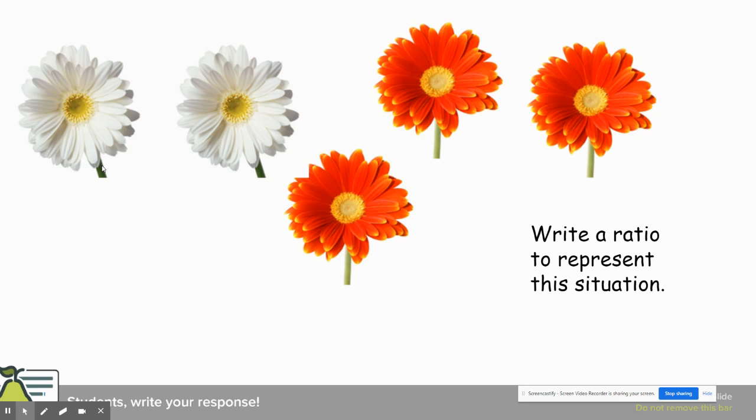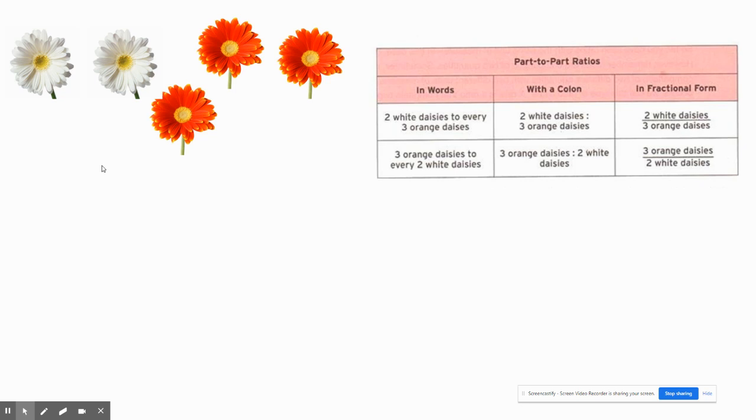And this situation can be shown as part to part. We have 2 white daisies to 3 orange daisies. You could write it in words, with a colon, or in fractional form. I prefer fractional form. Or you could say 3 orange daisies to 2 white daisies. Either way would work. But there's also a part to whole ratio.